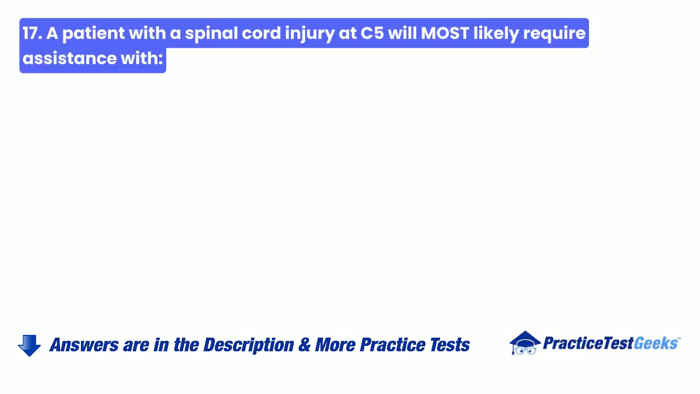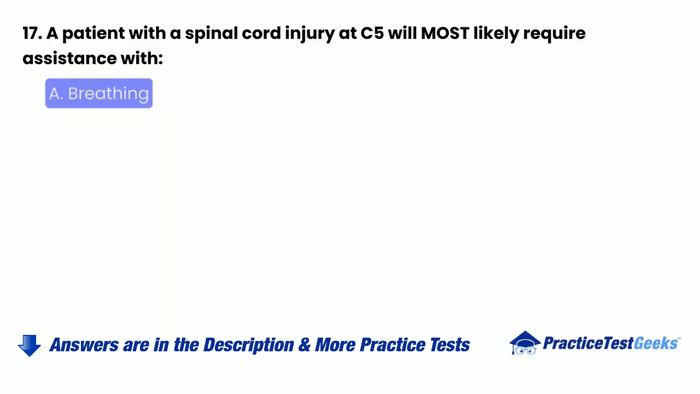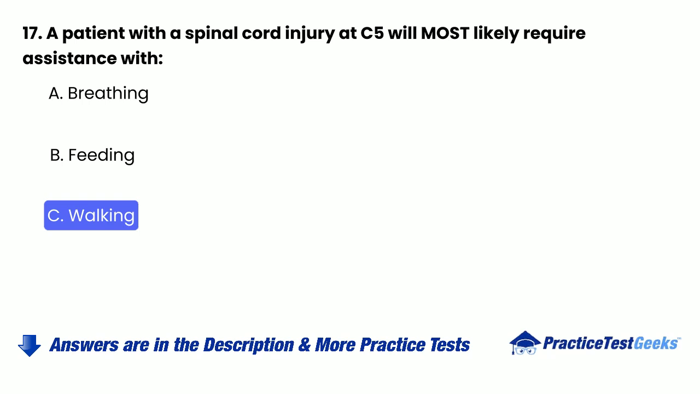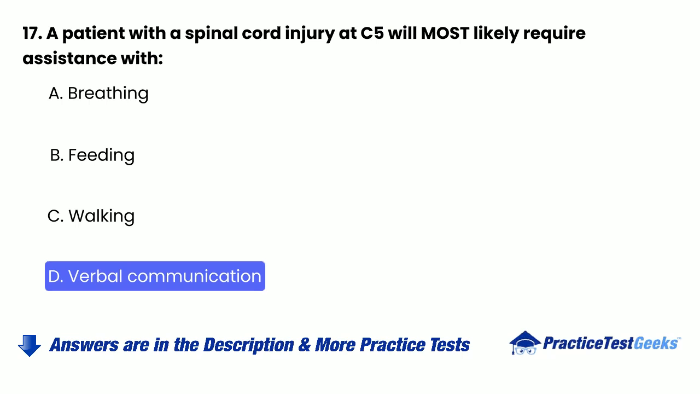17. A patient with a spinal cord injury at C5 will most likely require assistance with A. Breathing. B. Feeding. C. Walking. D. Verbal communication.